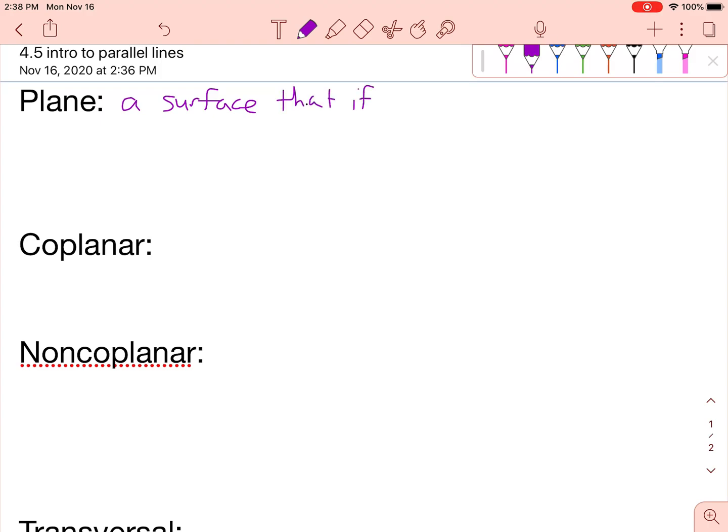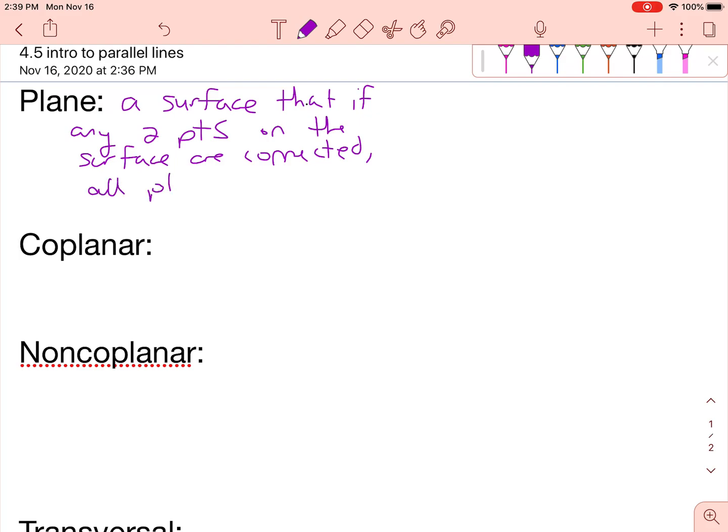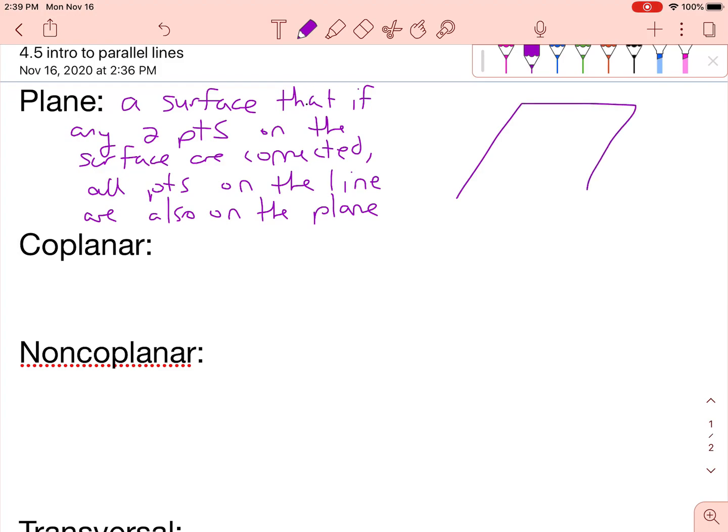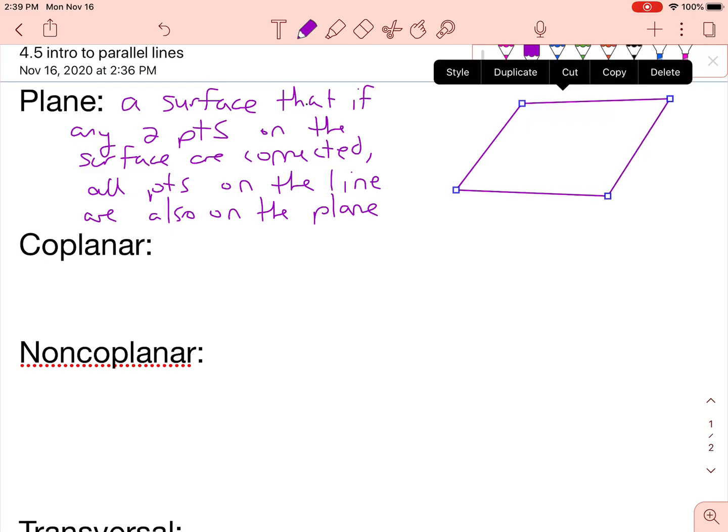That if any 2 points on the surface are connected, all the points on the line are also on the plane or on the surface. What I want you to look at this as is a piece of paper. So you guys, that's all a plane is. It's kind of like a piece of paper, okay? And you can have different pieces of paper in different locations. One of them's down low, one of them's up high on your desk, one's on the floor.